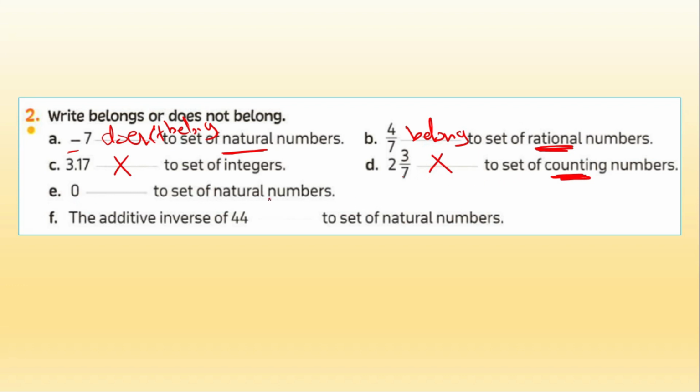0 and set of natural. 0 طبعا هو in natural, so it belong. The additive inverse of 44 to set of natural. نفتكر مع بعض additive inverse means negative 44. هل negative 44 belong natural? No, natural 0 and positive only. Okay.